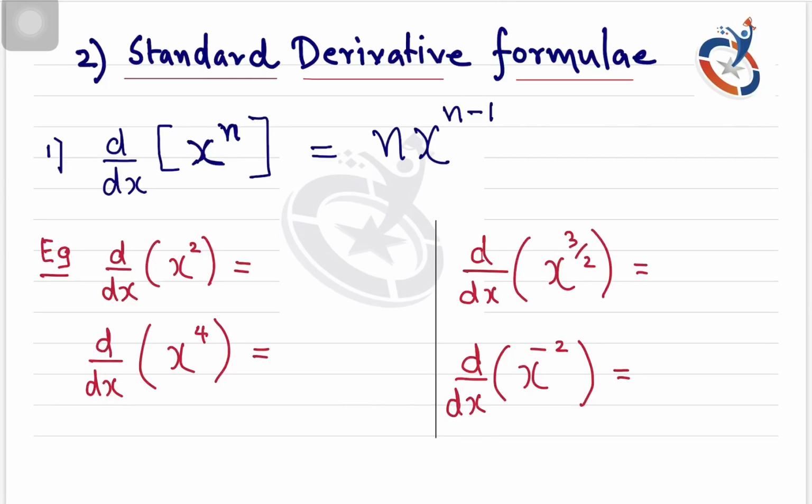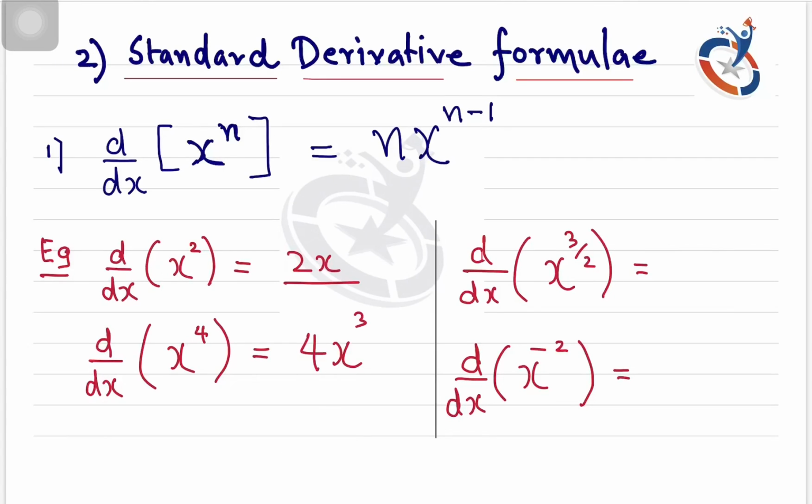So in x square, the 2 will come down. It's going to be 2x raised to 1. That's 2x. What's the derivative of x raised to 4? It's going to be 4 into x raised to 3. Clear? Derivative of x raised to 20: the answer will be 20 into x raised to 19. Is that clear? x raised to 100, tell me orally. It's going to be 100 into x raised to 99.